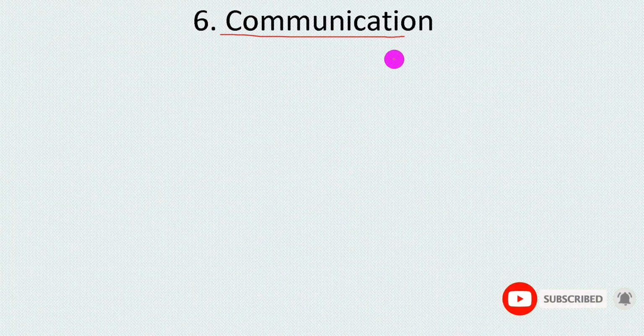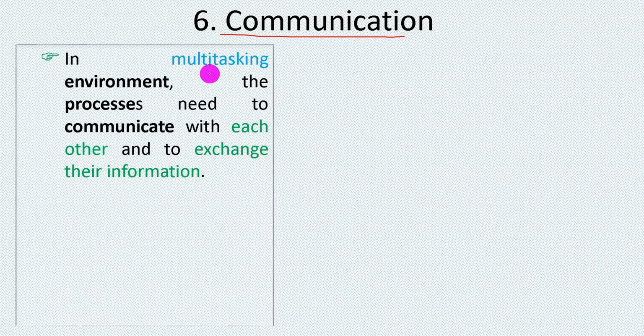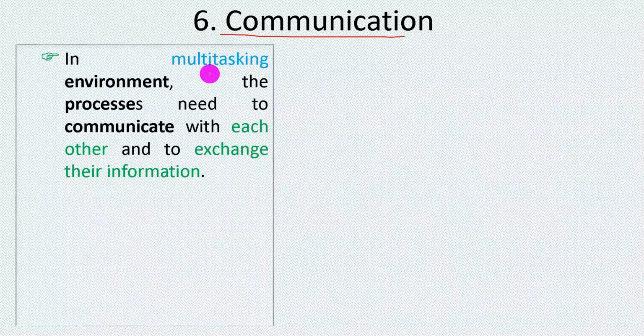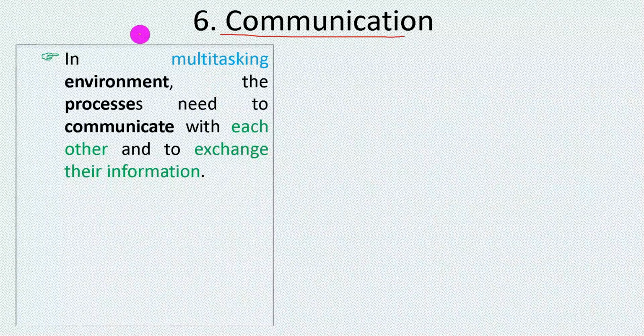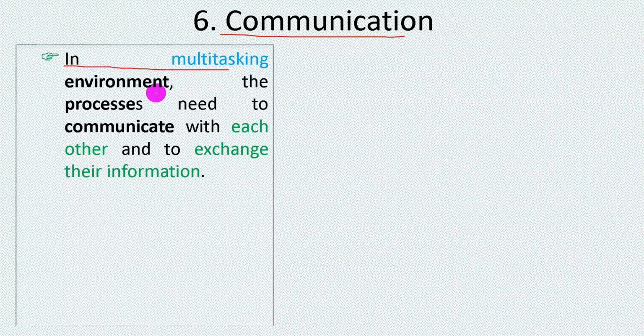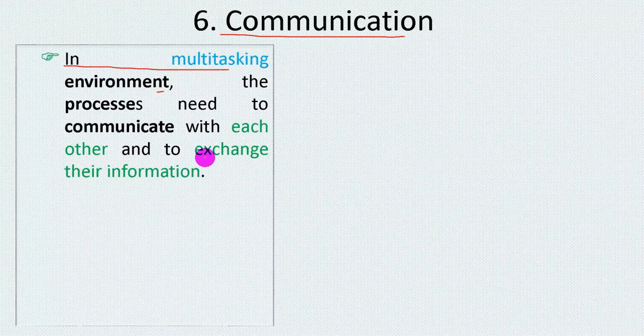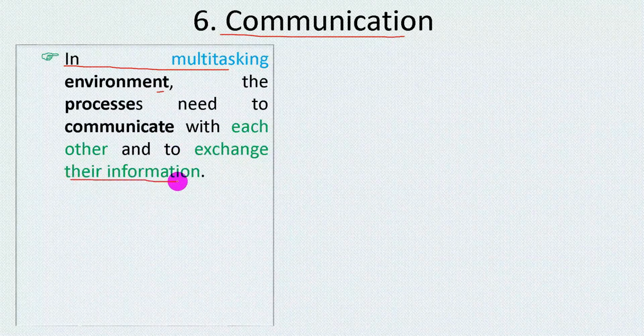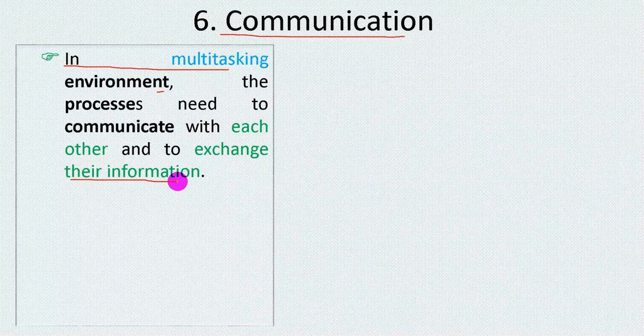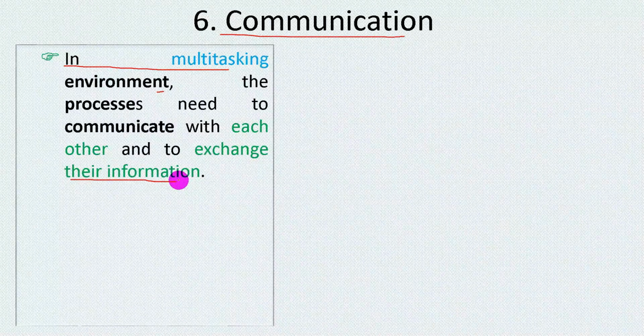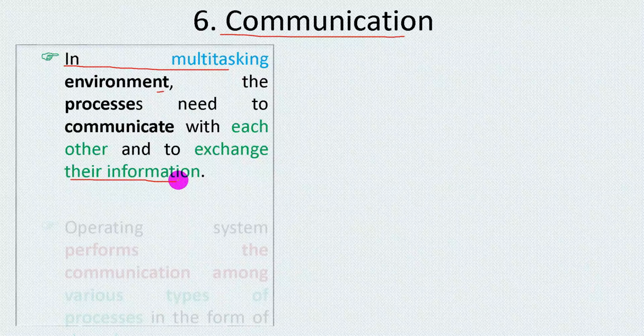The sixth one is communication. Communication means exchanging information or data between user to user, user to computer, or computer to computer. When one process executes or does multiple tasks at a time, we call it multitasking. So in a multitasking environment, the processes need to communicate with each other to exchange their information. Each process or central processing unit needs to communicate with the others to exchange their information.